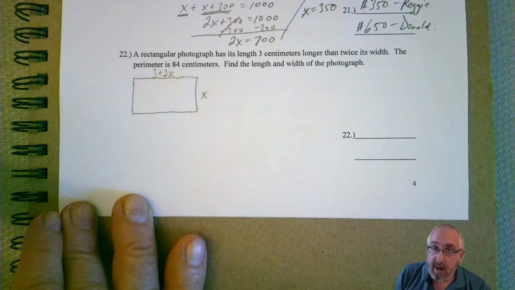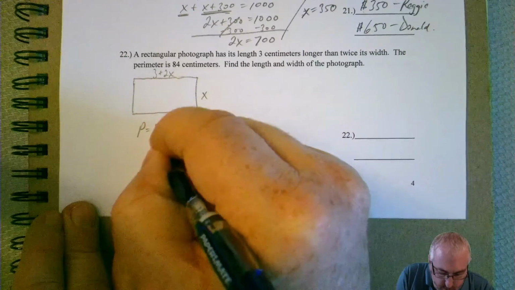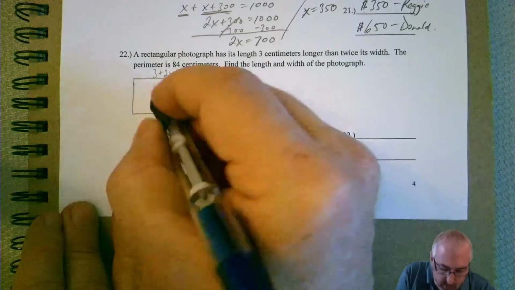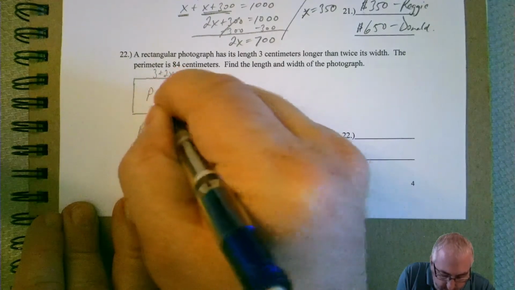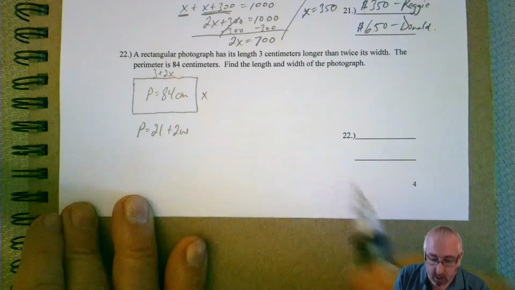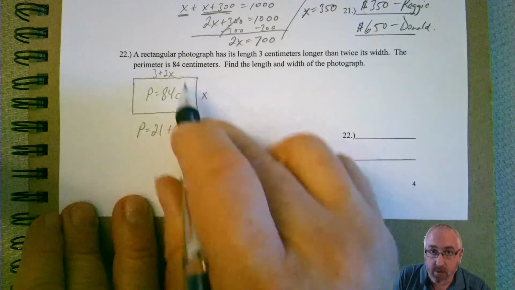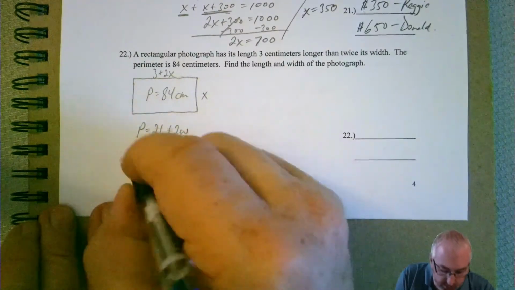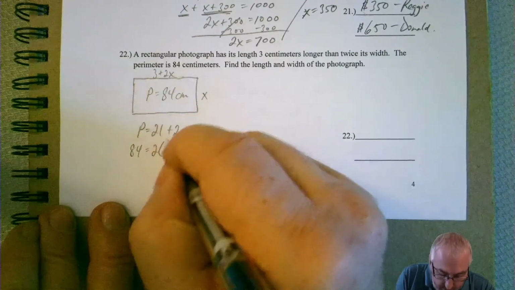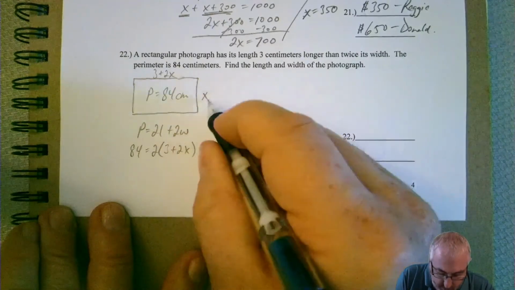Now, you can tackle this problem a couple different ways. If you know the formula, P equals 2L plus 2W, and the one last piece I probably should have written in here was the perimeter was 84. We can use this formula and solve this using all this information. So if we replace the perimeter with 84, we replace the L with 3 plus 2x, and then replace the W with x.